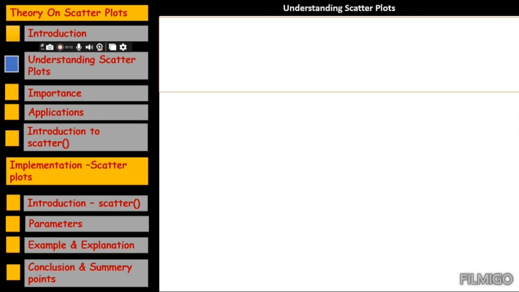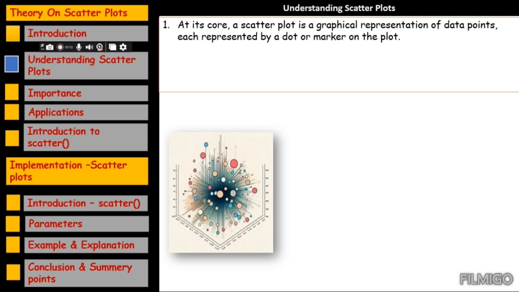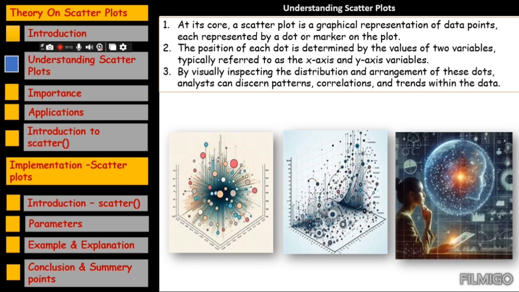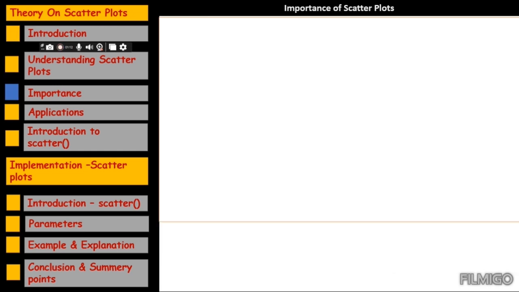Understanding scatter plots. At its core, a scatter plot is a graphical representation of data points, each represented by a dot or marker on the plot. The position of each dot is determined by the values of two variables, typically referred to as the x-axis and y-axis variables. By visually inspecting the distribution and arrangement of these dots, analysts can discern patterns, correlations, and trends within the data.